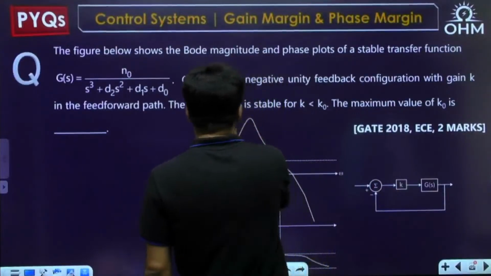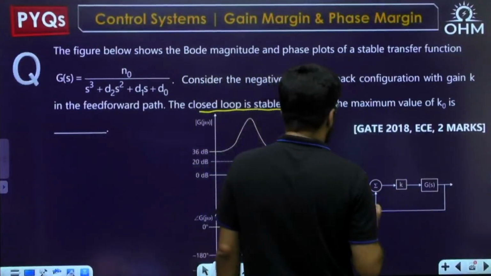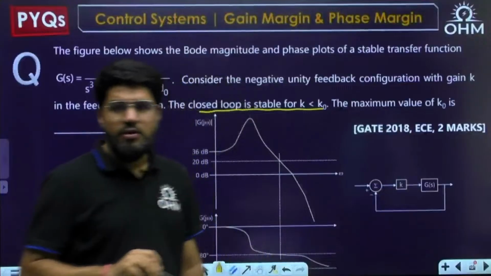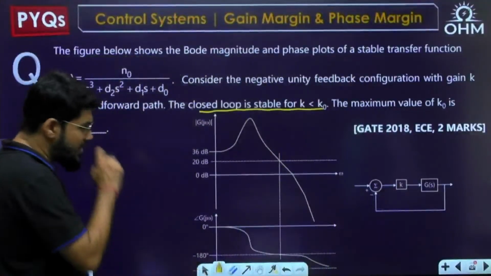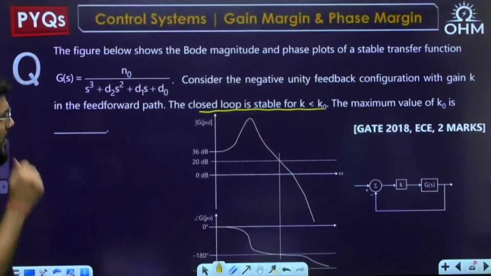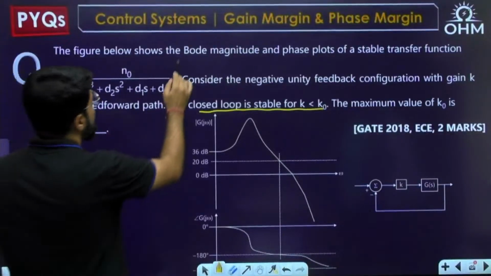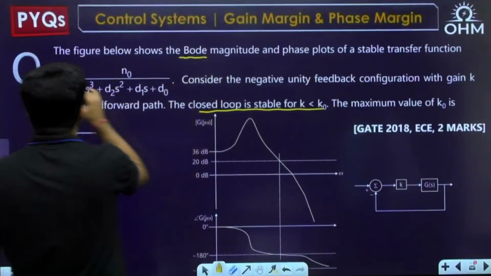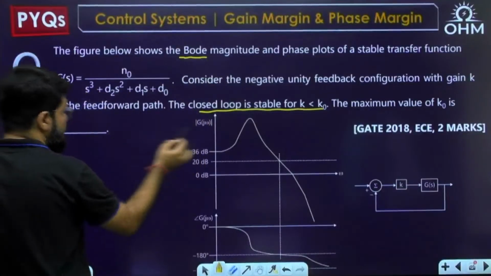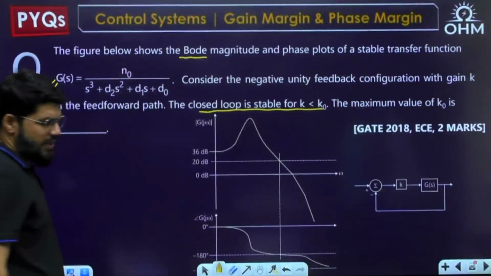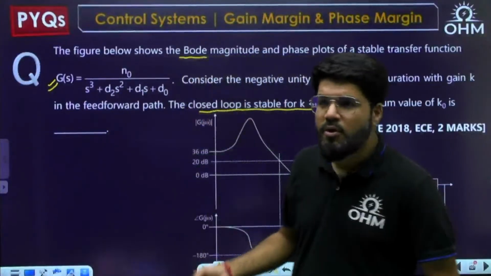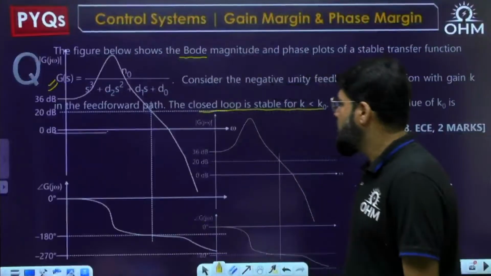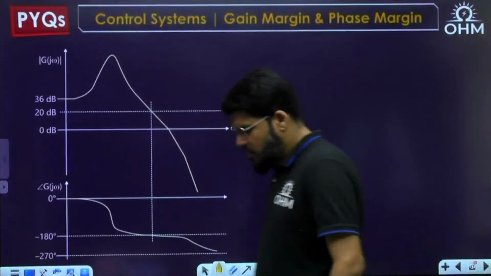The closed loop system is stable for K less than K naught. What is the maximum value of K naught? Now understand this question carefully. The figure shows the Bode plot of G(s): mod G(j omega), angle G(j omega). Bode plots, as we have learned earlier, have two parts, a magnitude plot and a phase plot. Have a look into this, the magnitude plot and the phase plot.